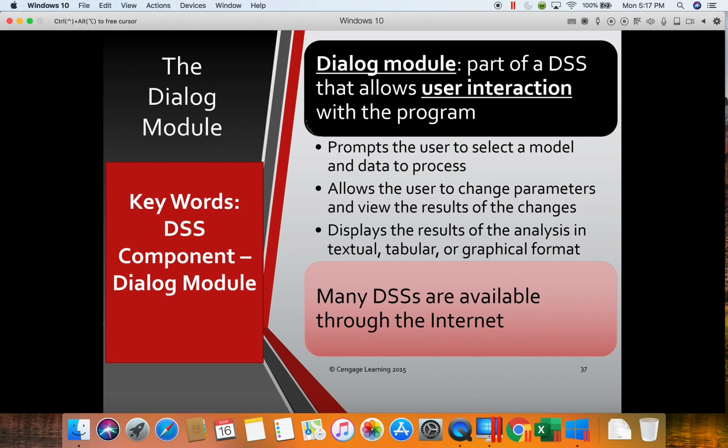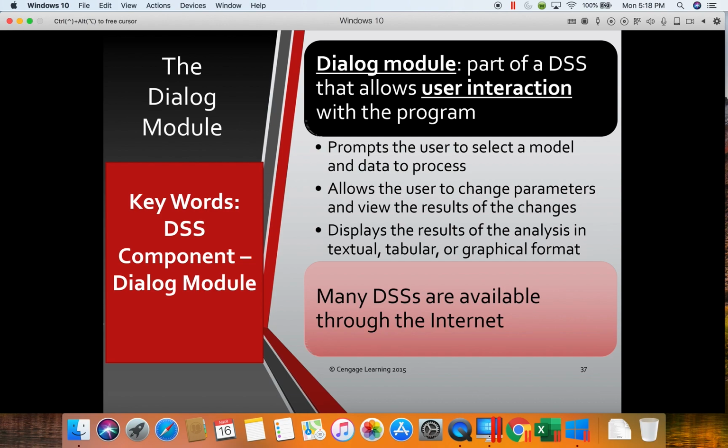Now the system must provide an easy way for users to interact with the program, and the part of the DSS that allows the users to interact is called the Dialog Module. It prompts the user to select a model, allowing the user to access the database and select the data for the decision process, or set criteria for selecting the data. So it gives them a way to interact with the data, choose the data they want, and maybe choose the module or the models that they want to work with as well.